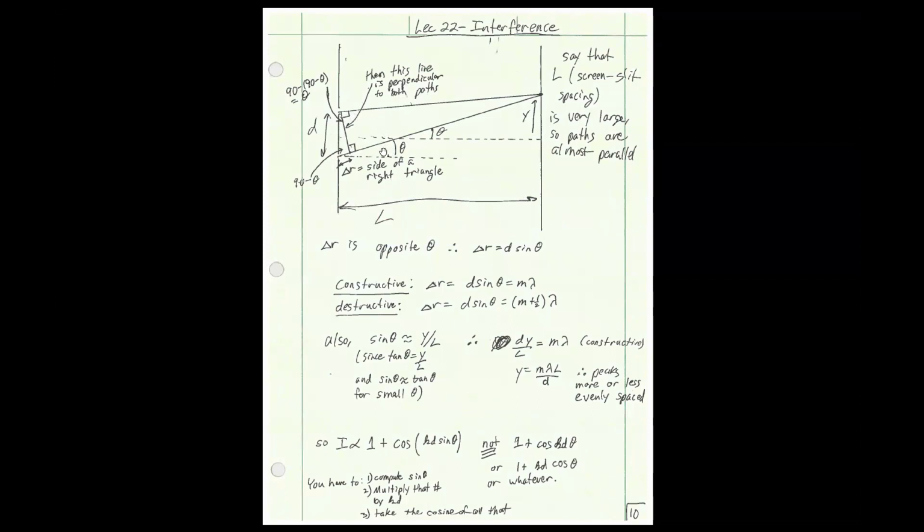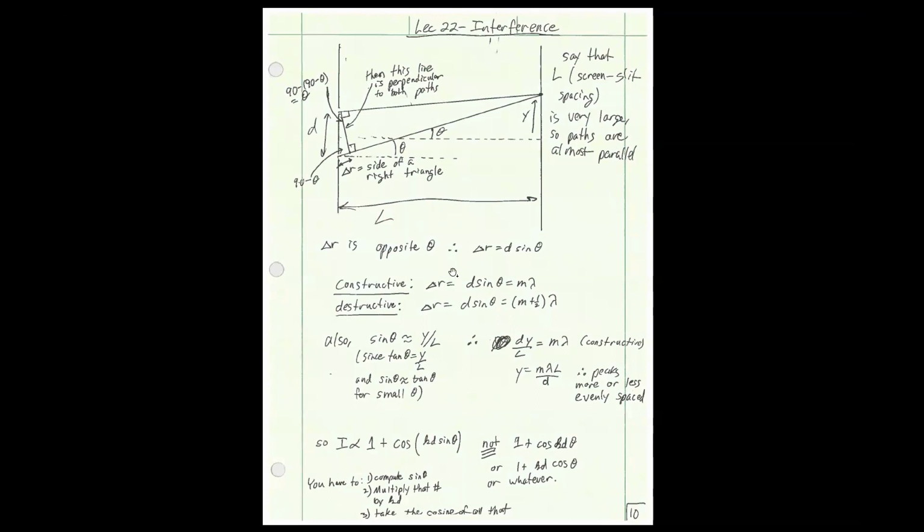And so if this angle is theta, then this angle here is 90 minus theta, because these two have to add up to 90. So you've got 90 minus theta, and all of this is a right triangle here. So we got 90 minus theta plus 90 is 180 minus theta. So this angle has to be theta. And then this path difference is opposite to theta. So that path difference is going to be d sine theta.